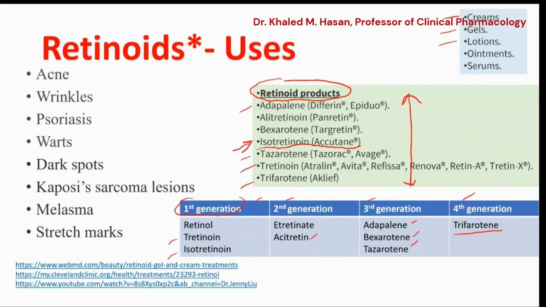So the question, do we use it only for acne? Retinoid, they said we can use it for acne. We can use it for wrinkles, psoriasis, warts, dark spots, Kaposi sarcoma, melasma, and stretch marks. When I read stretch marks here, I remember cortisone. Does cortisone cause or treat stretch marks? What do you think?